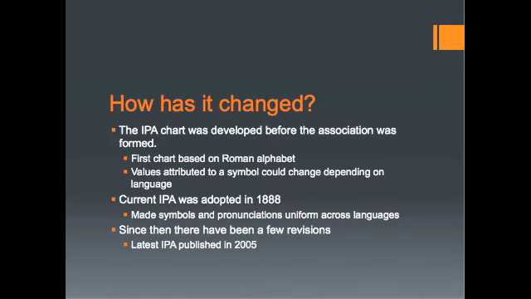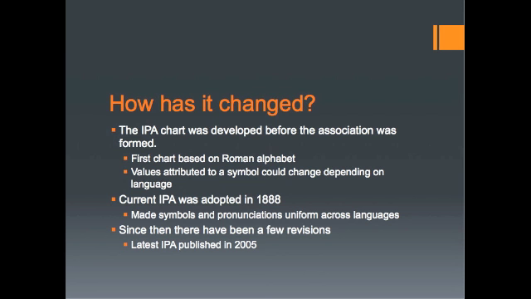Now let's look at how the IPA has changed. An IPA chart was actually developed before the association was formed. This chart was based on the Roman alphabet. Values that were attributed to a symbol could change depending on the language. This defeated the purpose of having a consistent IPA and led to the foundational changes that were later adopted.